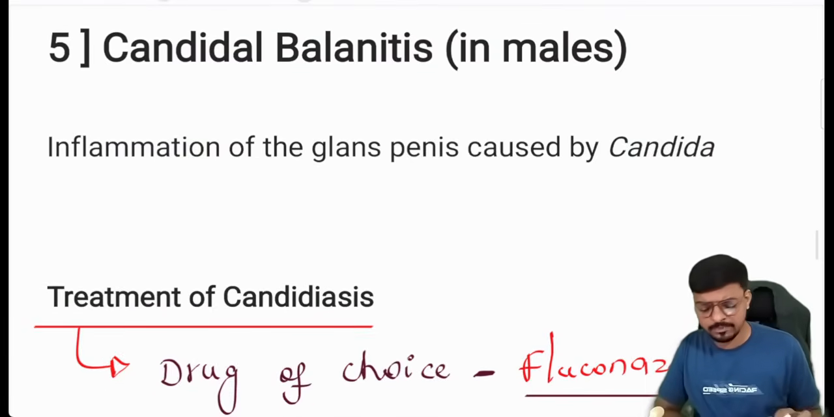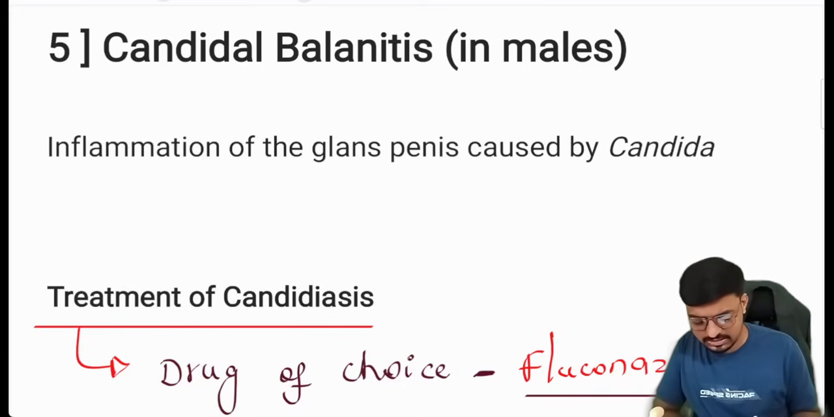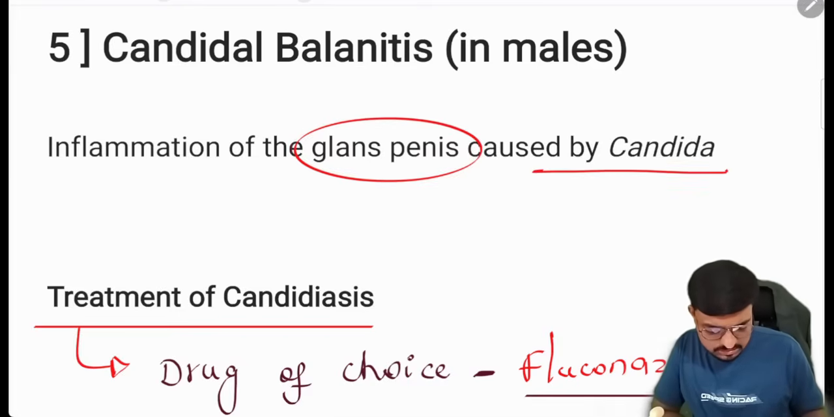Then comes Candida balanitis. It happens in males only because the glans penis is present only in males. Candida balanitis is the inflammation of the glans penis, which is caused by Candida albicans. We need to keep this in our mind.